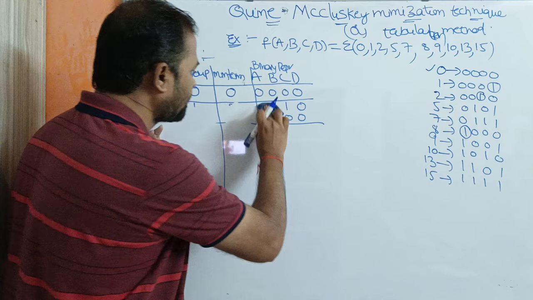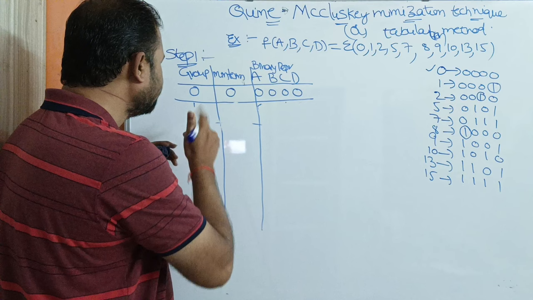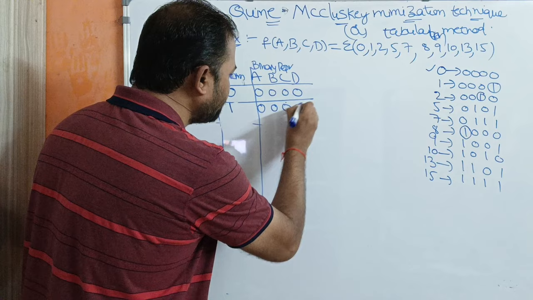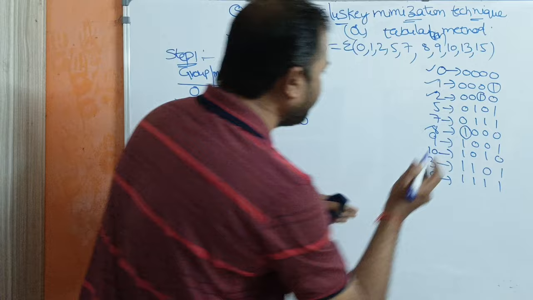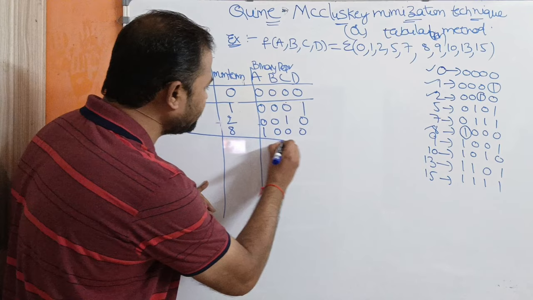So what is group 1? Group 1 contains minterms which have a single 1. What is the first minterm? 1, whose binary notation is 0001. Next we have 2, which means 0010. So 1 is covered, 2 is covered. Next we have 8, which means 1000. So next let us write for group 2.